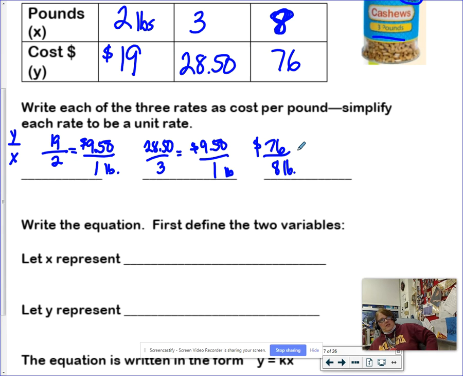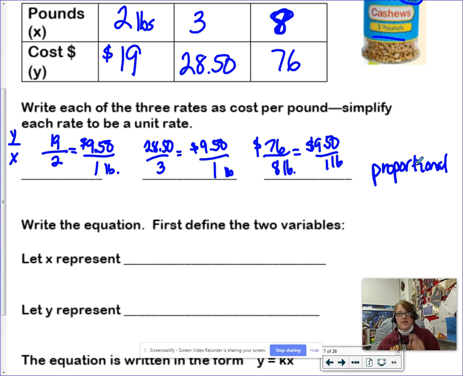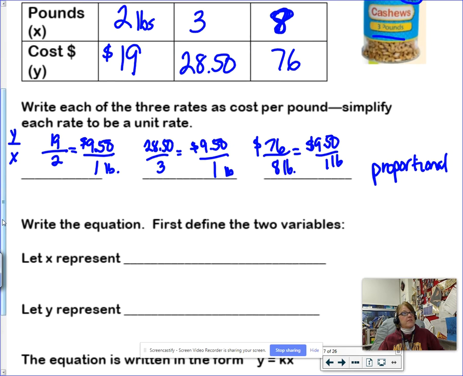So when you calculate those two, you end up with the exact same unit rate again, $9.50 over 1 pound. Ta-da! So here's what that tells us, okay? This tells us that I'm getting the same constant rate of change and that this is a proportional relationship. Okay, now, if it's proportional, hot diggity, we can take it one step further.